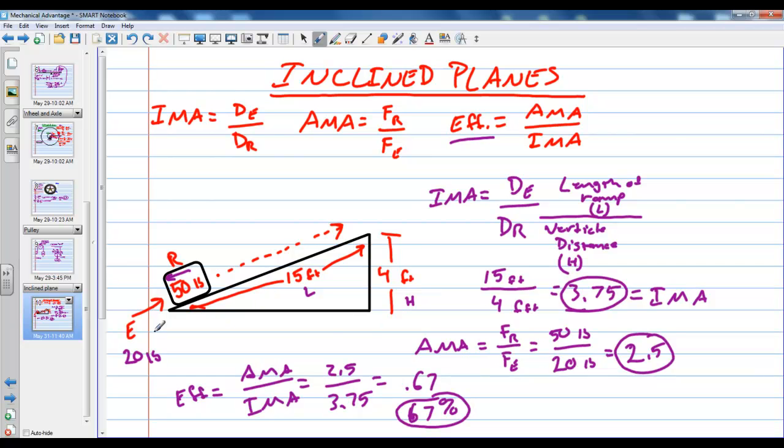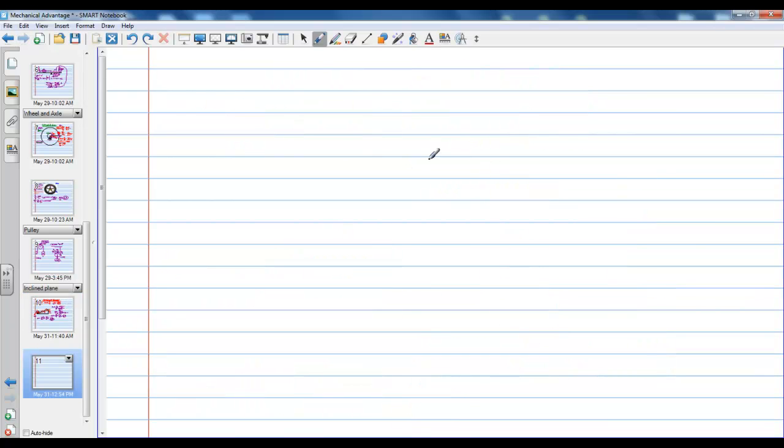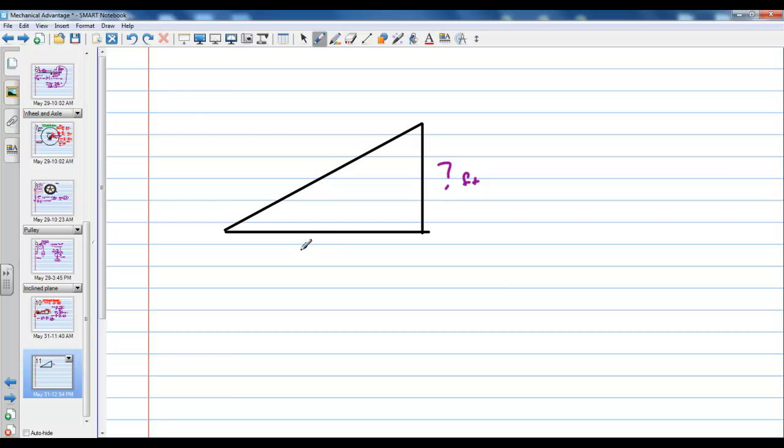So that's the ramp. Now, what happens if you've got a ramp here? Let's draw a ramp here, and we might not know how many feet that is. Actually, scratch that. We're going to say that this one here is 10 feet, this one is 5 feet, and we don't know how far this one is. In order to find our mechanical advantages, we need to know this distance here, which is L.